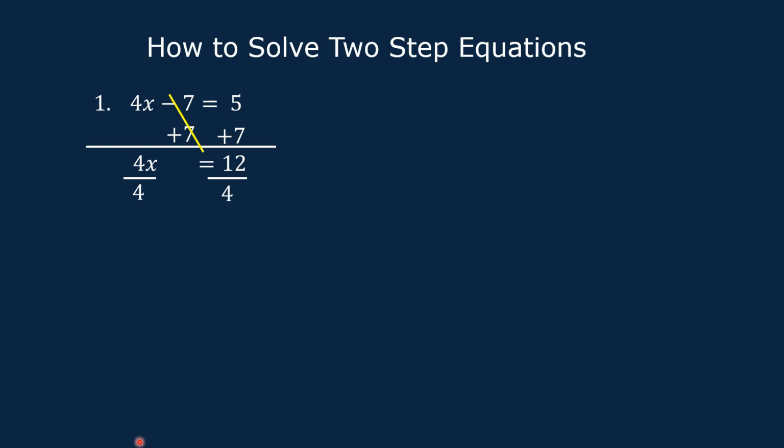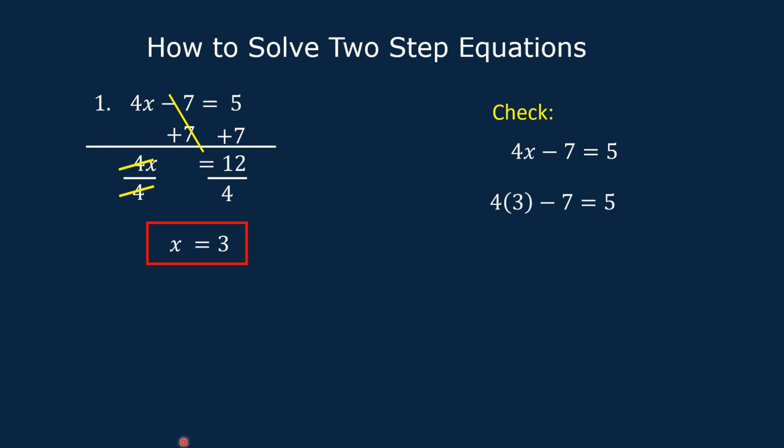We cancel 4 in the numerator with 4 in the denominator. So we have only x on the left side, and then 12 divided by 4 is 3. So x is equal to 3. Let us check. The given equation is 4x minus 7 is equal to 5. We substitute 3 for x in the given equation. So we have now 4 times 3 minus 7 is equal to 5. This is now equal to 12 minus 7 is equal to 5.